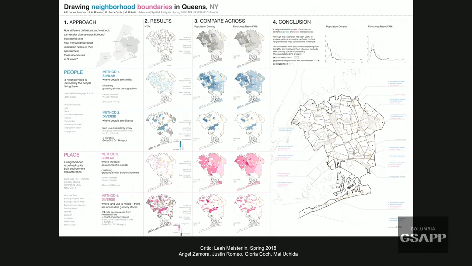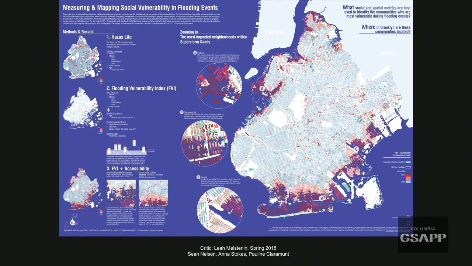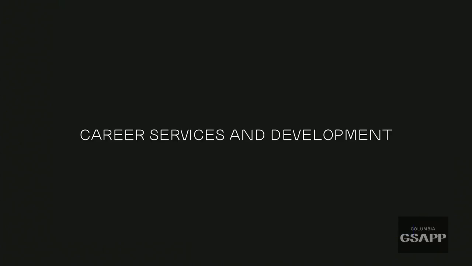So the urban analytics concentration has these courses and projects within courses that are not situated in a vacuum. Rather, they are very much related to very important questions in planning, such as climate change, sea level rise. For instance, this one here, measuring social vulnerability in flooding events in New York City.